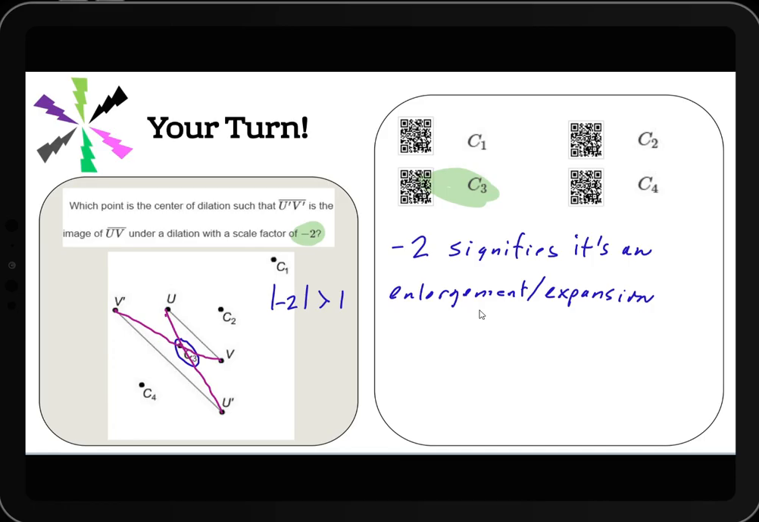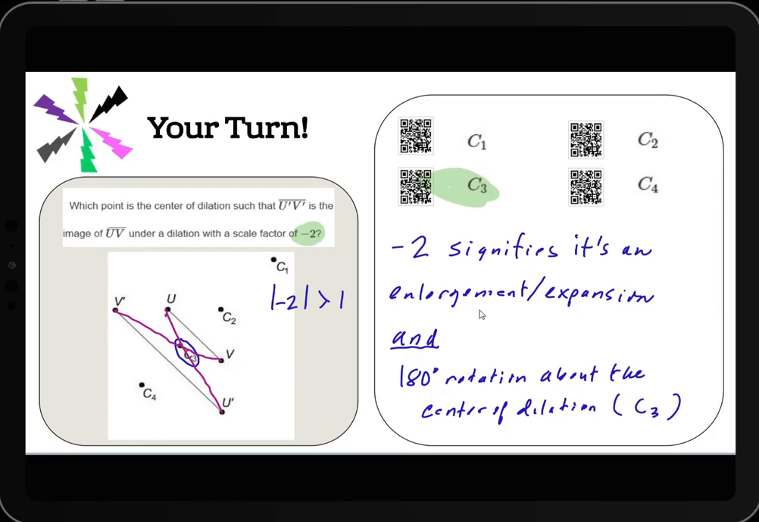The other thing that it signifies is 180-degree rotation about the center of dilation. And in our case, that would be C3. That is also happening as well. Okay, so you can see in the diagram right there, 180-degree rotation is happening.